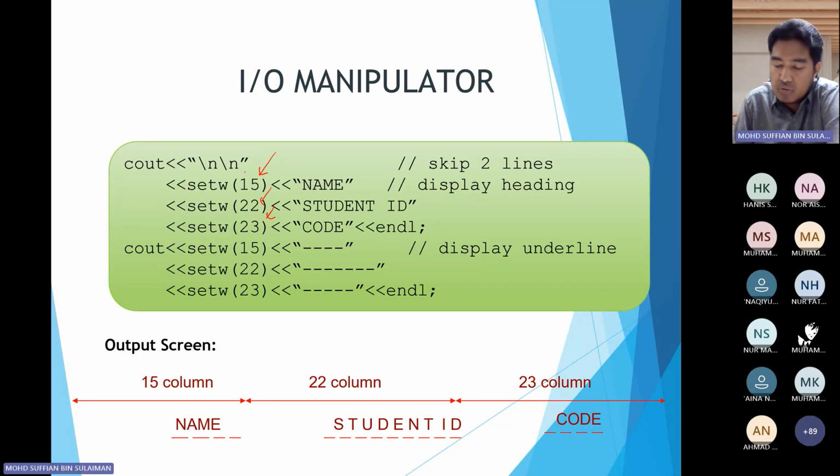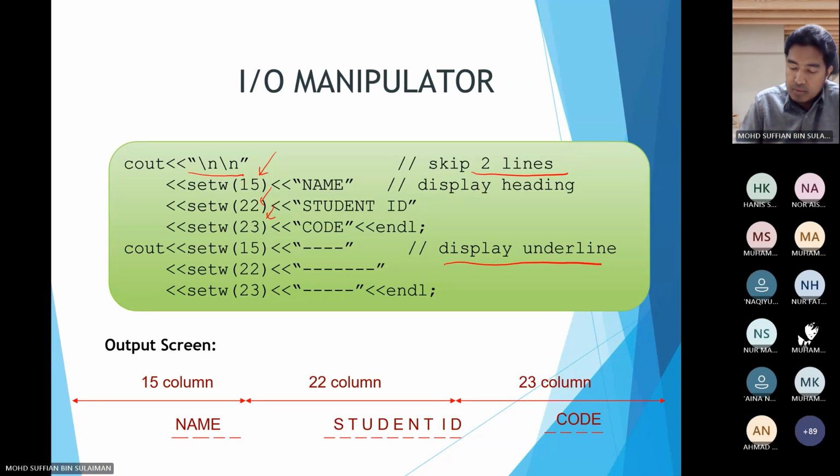If you want to skip 2 lines, you can have \n, skip 2 lines. Then this is the heading. And if you want to display an underline, you can use it like this: setw 15, setw 22, setw 23. So the output will be like this. 15 columns, 1, 2, 3, 4, up to 15. This one is 22, this one is 23. So this is the purpose of setw, set width.